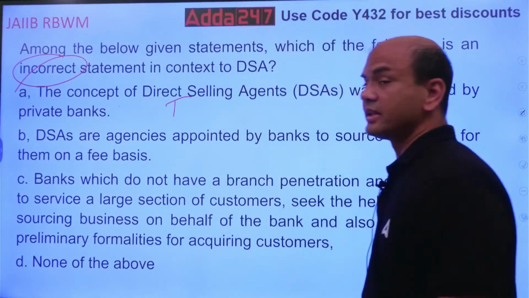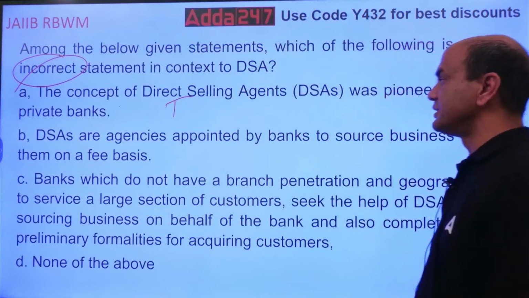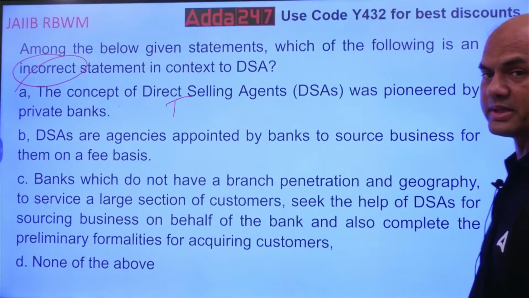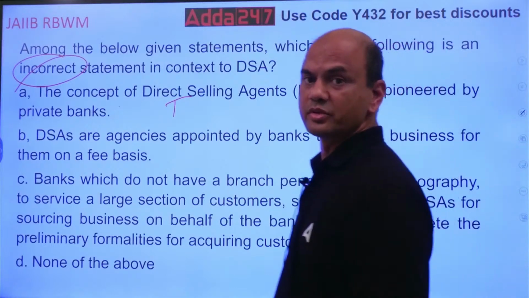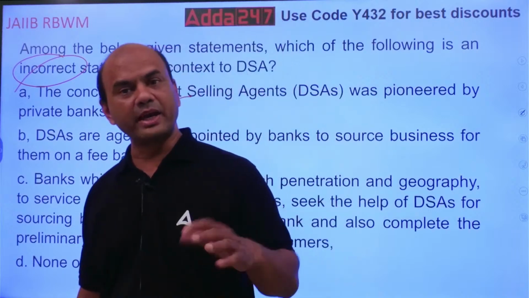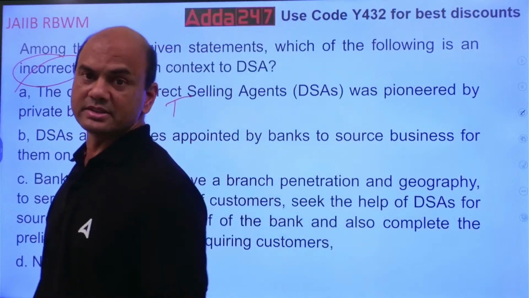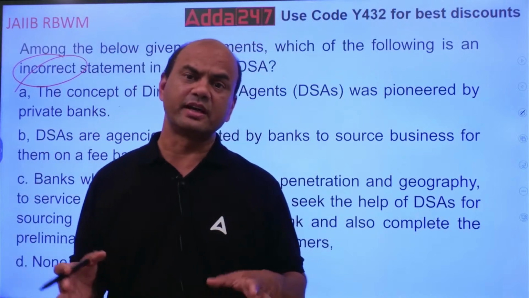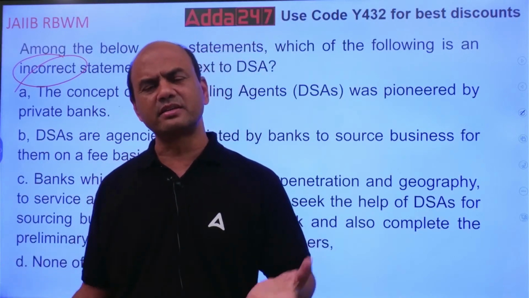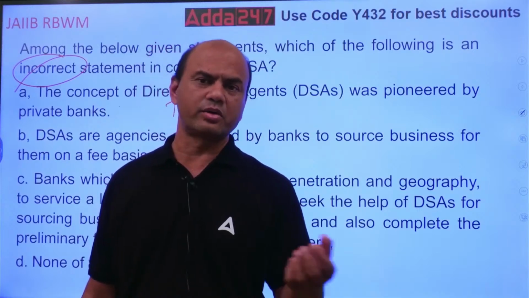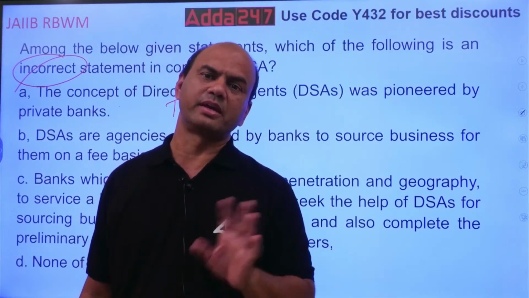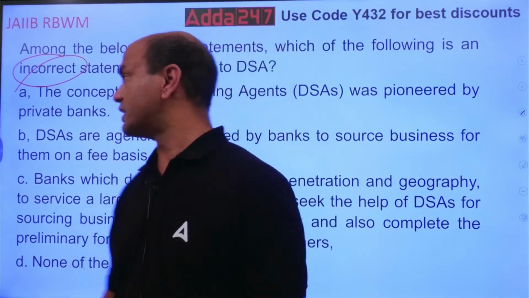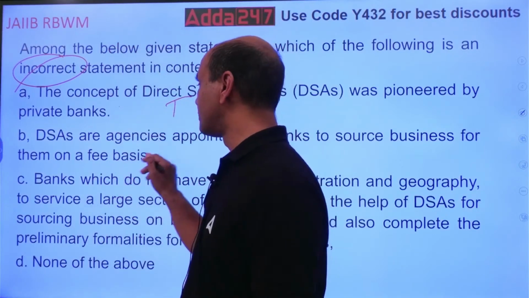DSAs are, you want an incorrect one. Huh? DSAs are agencies appointed by the banks to source business for them on fee basis. So DSAs are appointed by the banks. These are the private agencies. These private agencies act as an agent, simple agent. They collect the documents from the customers and give it to the bank on the fee basis. So these are on fee basis. So that is also true.